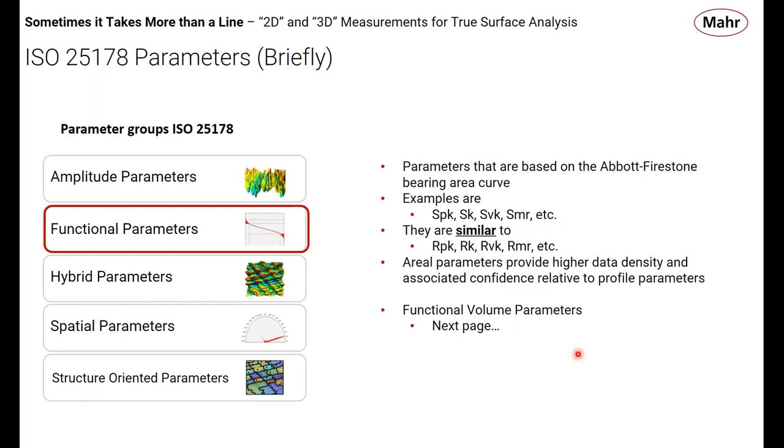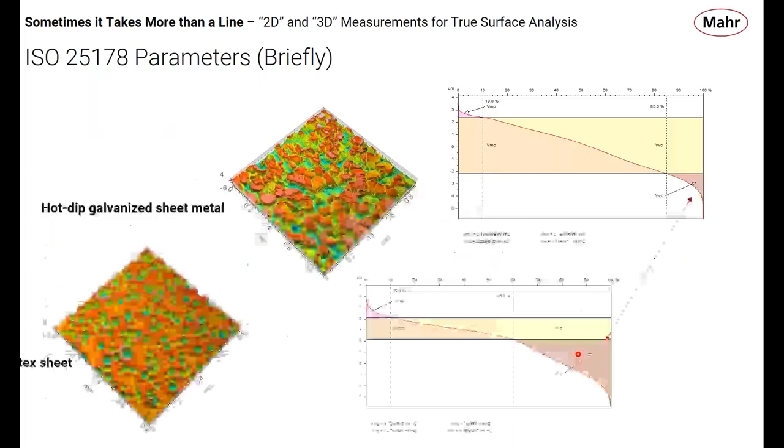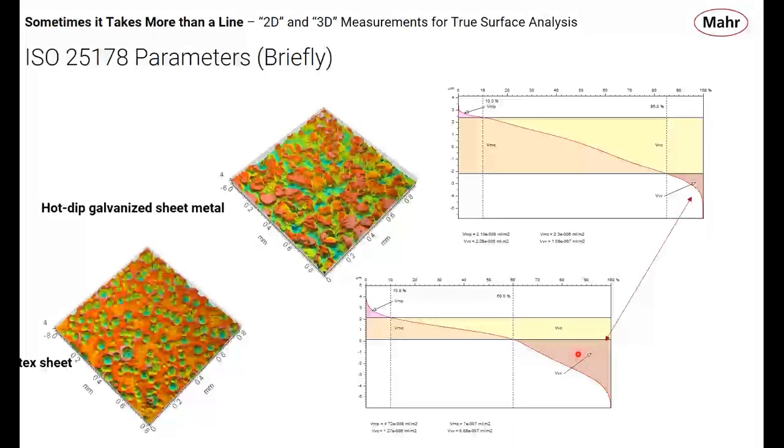The only difference is that when we create this Abbott-Firestone curve from 3D data, there's a lot more data that we're using, two orders of magnitude more data at minimum. In addition to the parameters present in the 2D space, the RPK, the RK, and RVK, there's also another set of parameters, the volume parameters, the V parameters. They are also based on the Abbott-Firestone curve, which I'm showing here.